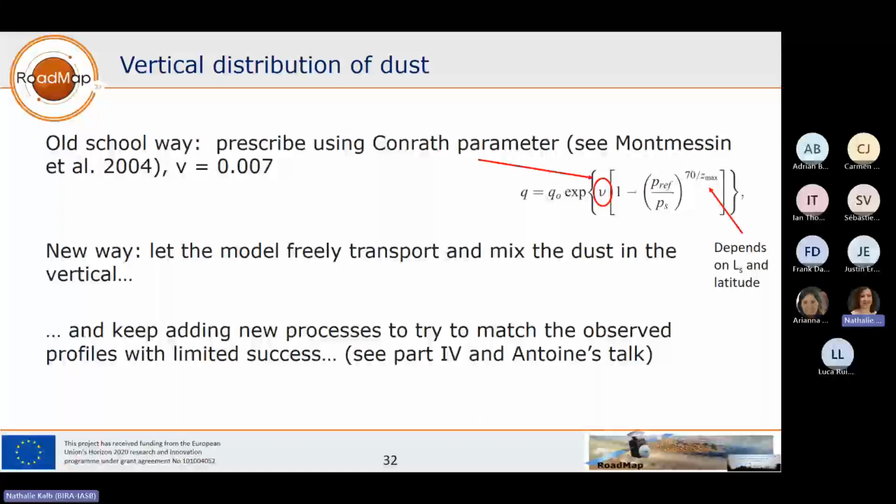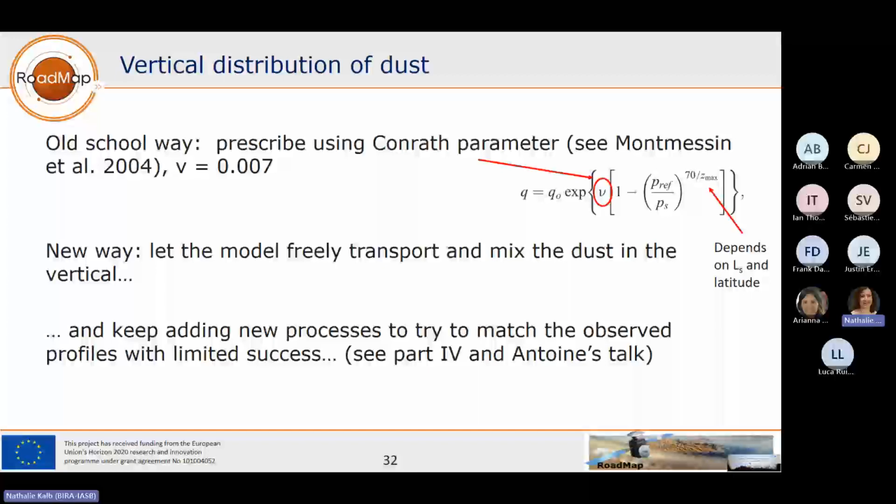It is important, though, the vertical distribution, and I'm hoping Antoine will tell us more about the efforts. If you go way back in time, we used to use something called the Conrath parameter. Basically, we would just say, okay, there's going to be this much dust depending on the latitude and season. And then we put it in the vertical again based on latitude and season. This parameter was just set to a number, and it would give you this sort of profile that would just go up.